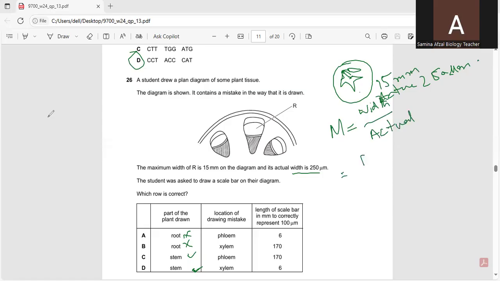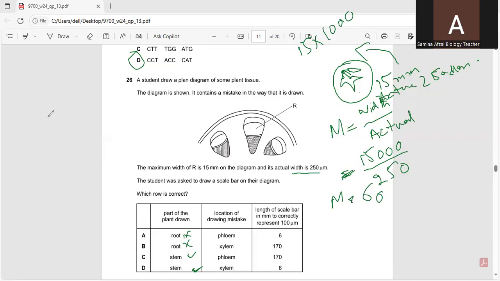So width is 15 millimeter. We have to convert this millimeter into micrometer, so we will multiply 15 with 1000. It will become 15,000 divided by 250. When we divide, it will become equal to 60. So the diagram has a magnification of 60x. This means every 1 micrometer of actual size is represented by 60 micrometer or 0.06 millimeter.